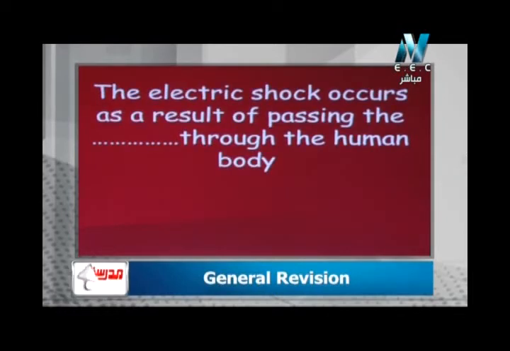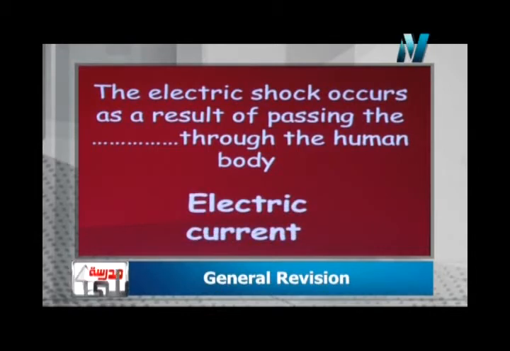Another question. The electric shock occurs as a result of passing what through the human body. الصدمة الكهربية أو الماس الكهربائي هو ناتج عن مرور إيه داخل جسم الإنسان؟ Surely the electric current التيار الكهربي. The electric shock occurs as a result of passing electric current through the human body.